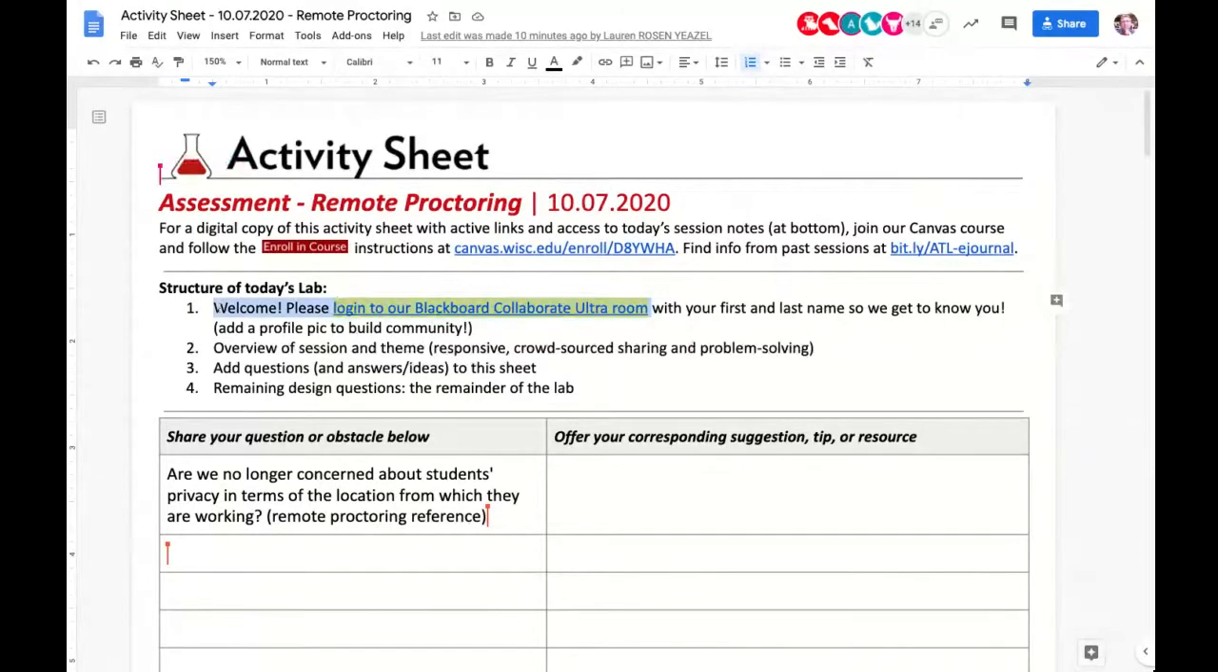First of all, we welcome you here to Blackboard Collaborate, and we're going to have a little overview of the session. Today's session is on assessment and remote proctoring. We've got a couple folks here that can help us answer questions about Honorlock, which is the campus-supported tool.